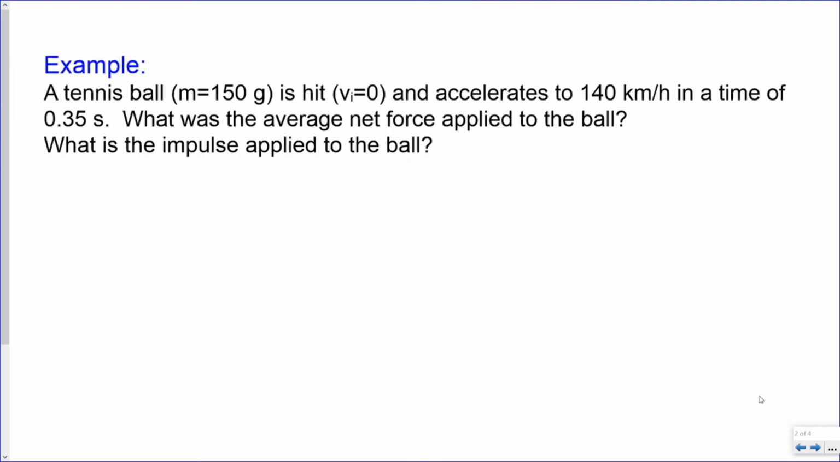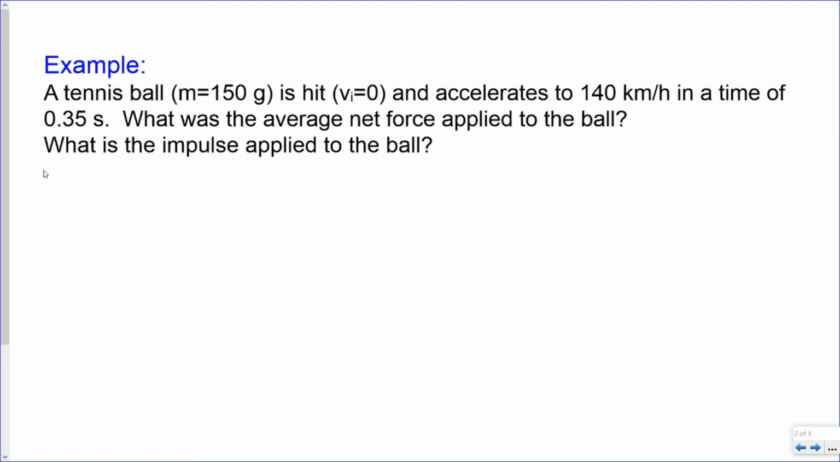Let's look at an example of where we would use this momentum impulse theorem. We have a tennis ball with a mass of 150 grams that is hit and accelerates to 140 kilometers per hour in a time of 0.35 seconds. So this would be a serve, I guess. What was the average net force applied to the ball, and what is the impulse applied to the ball?